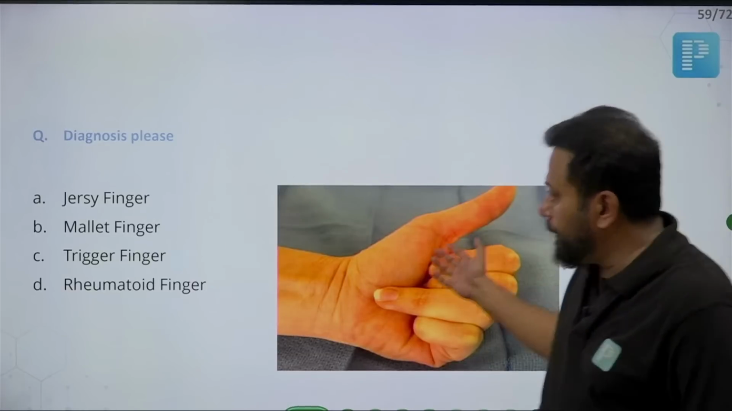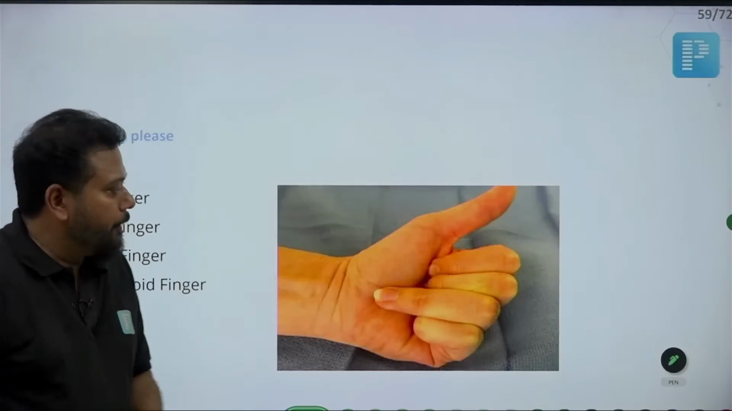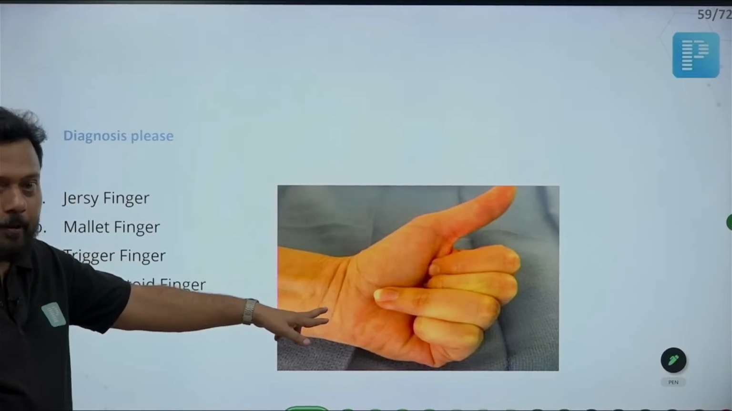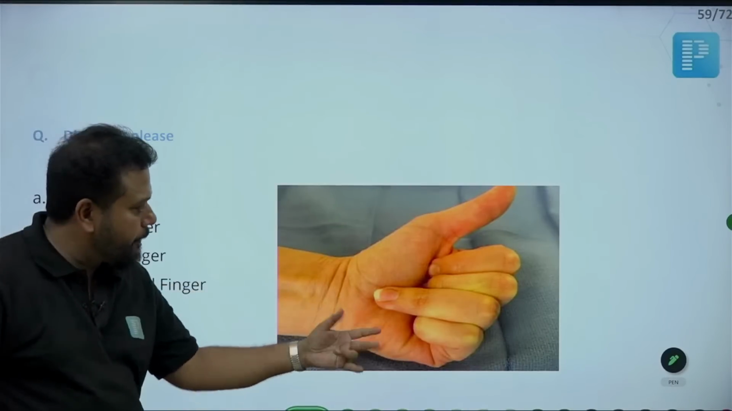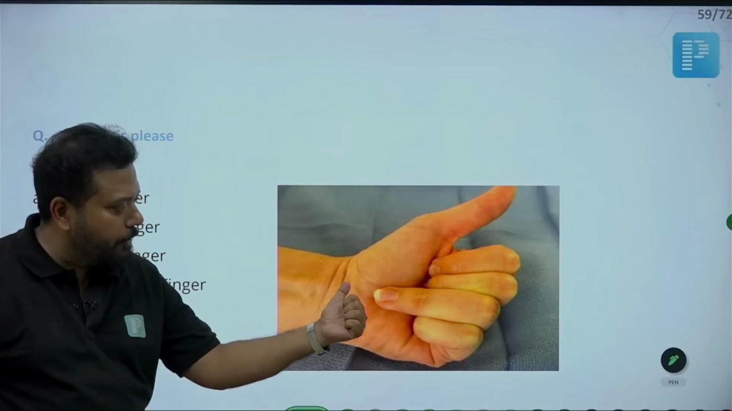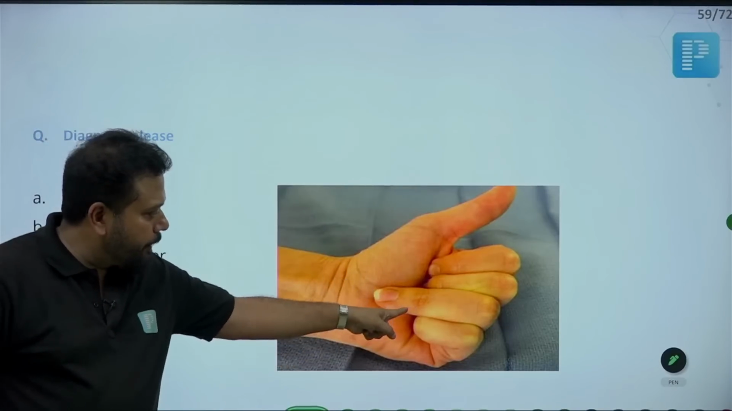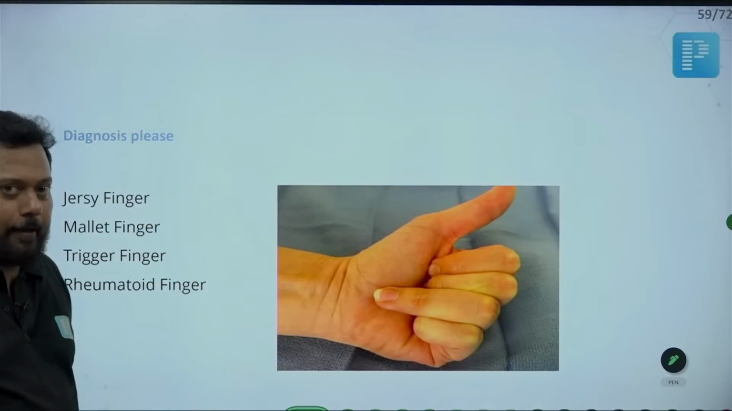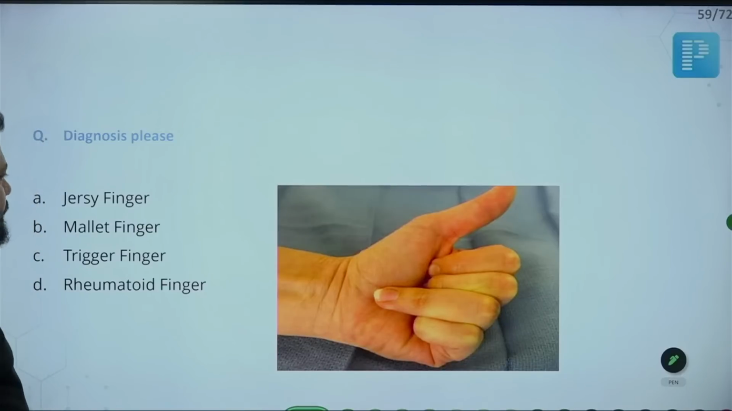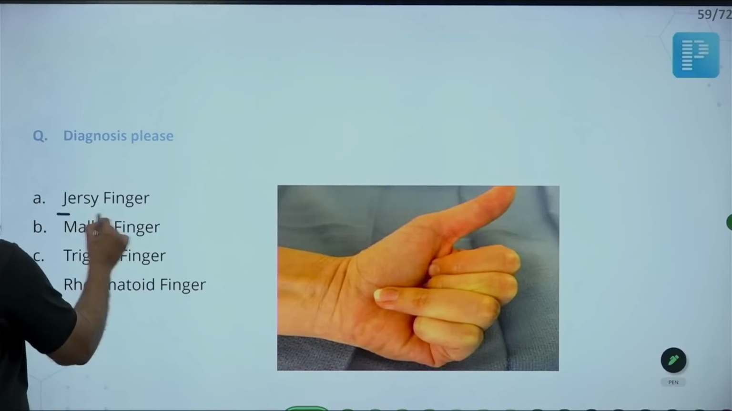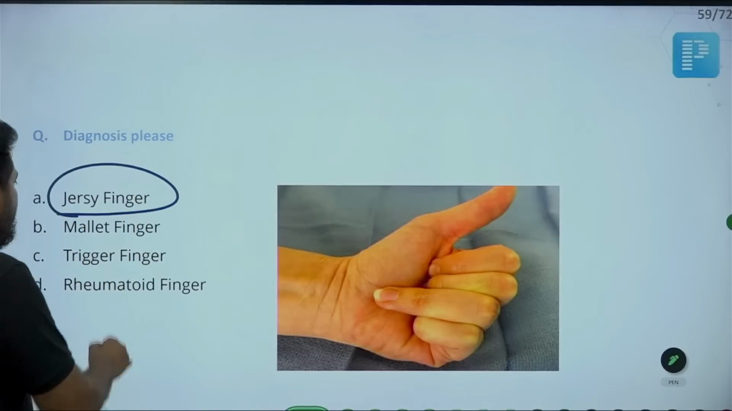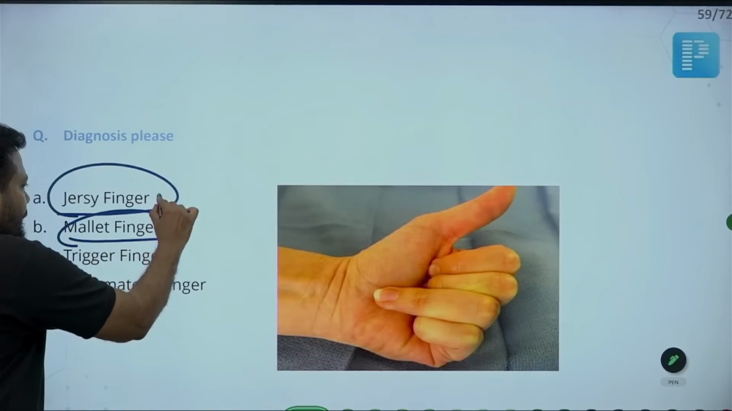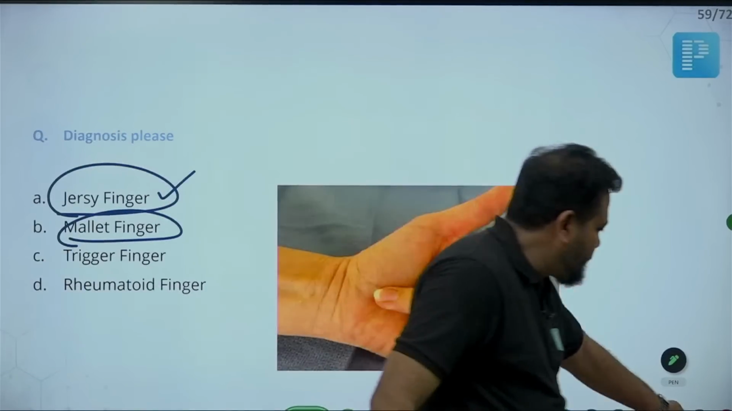Then diagnose, please. Look at the finger. Again, this is an INI-CET question. The patient is able to flex all the fingers except the terminal phalanx of this ring finger. He is not able to flex the terminal phalanx. So what is the diagnosis? This is called jersey finger. You should know how to differentiate a jersey finger from a mallet finger.